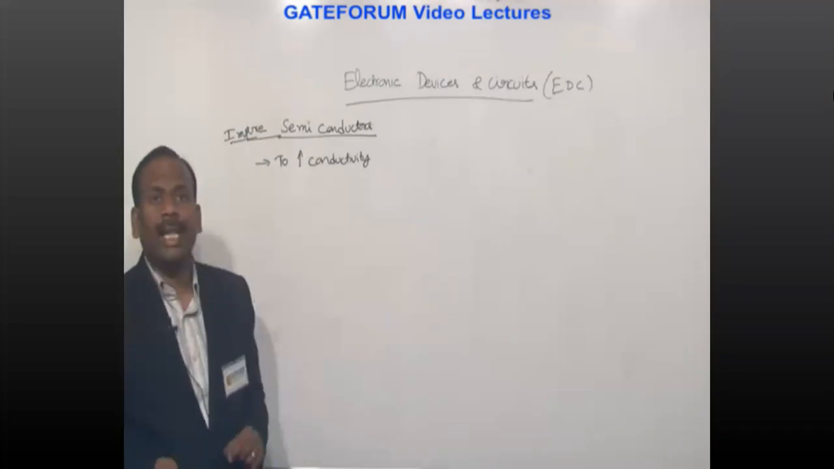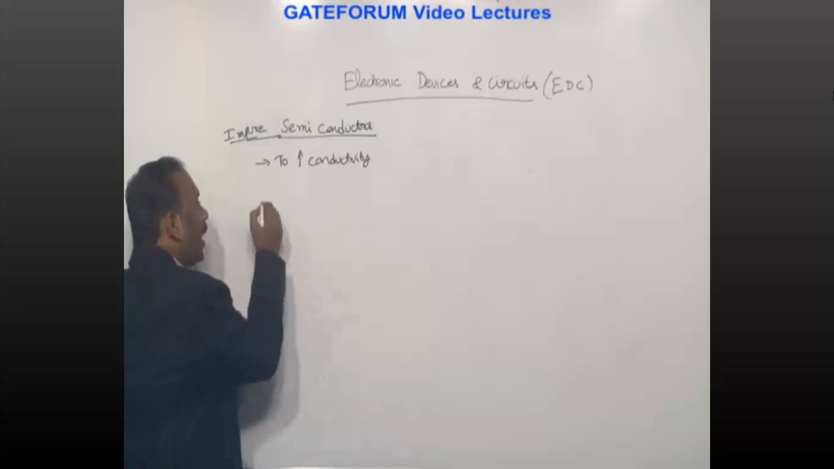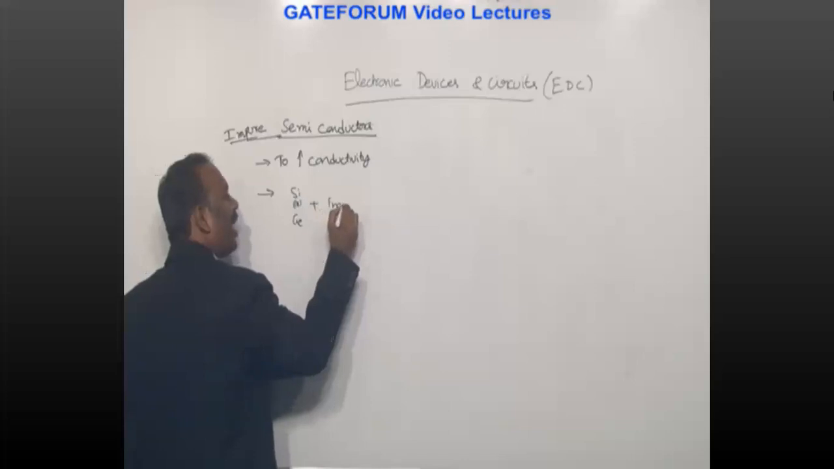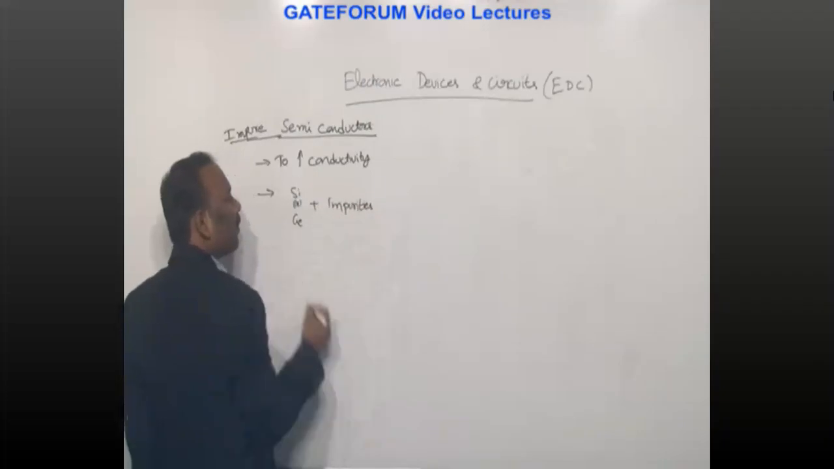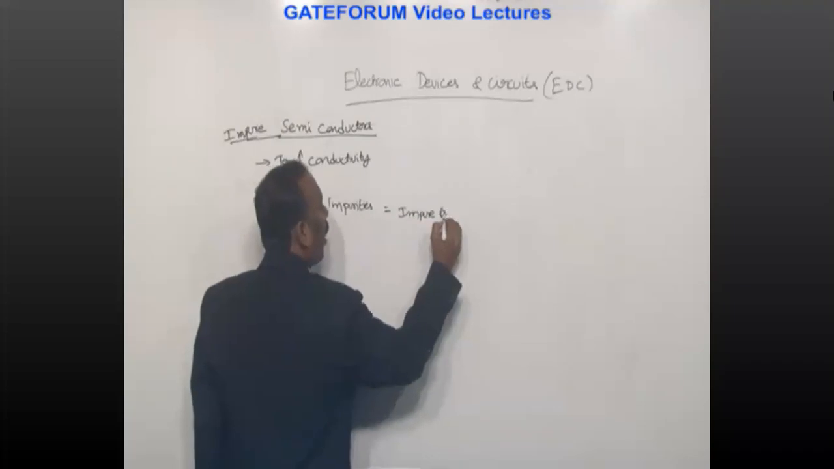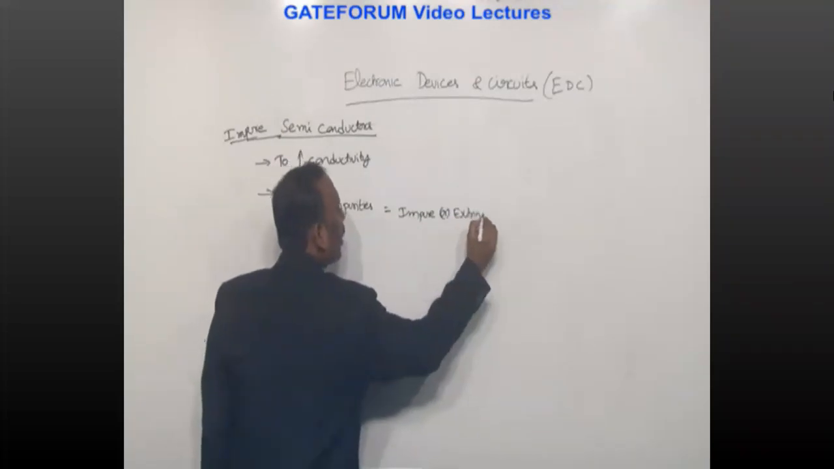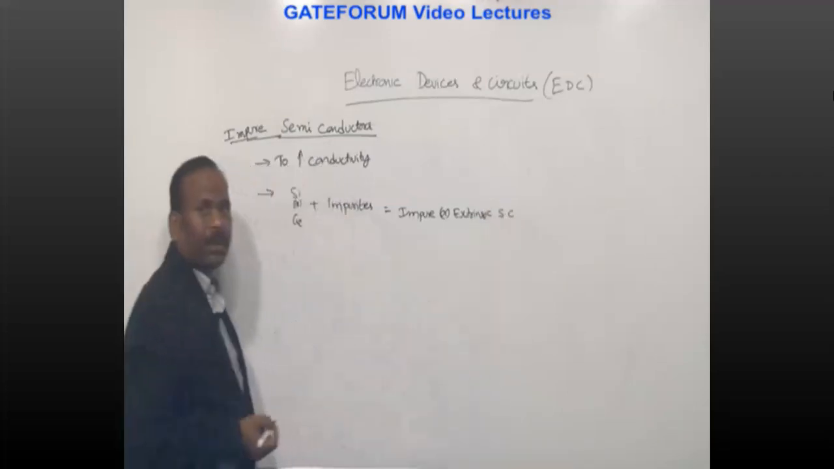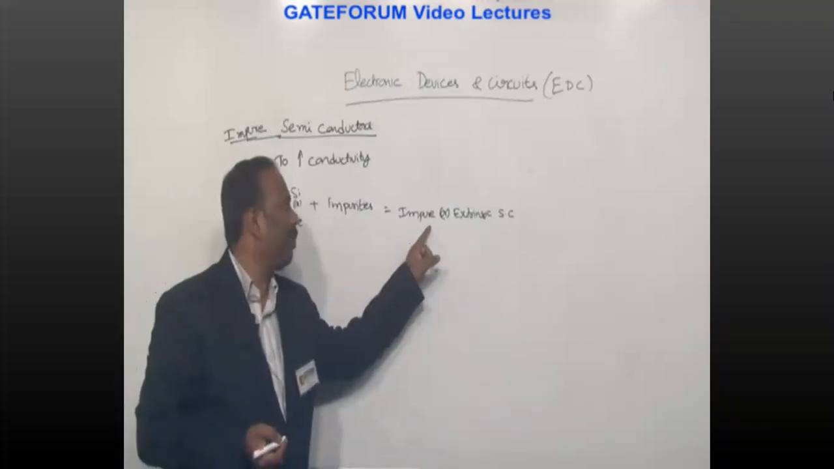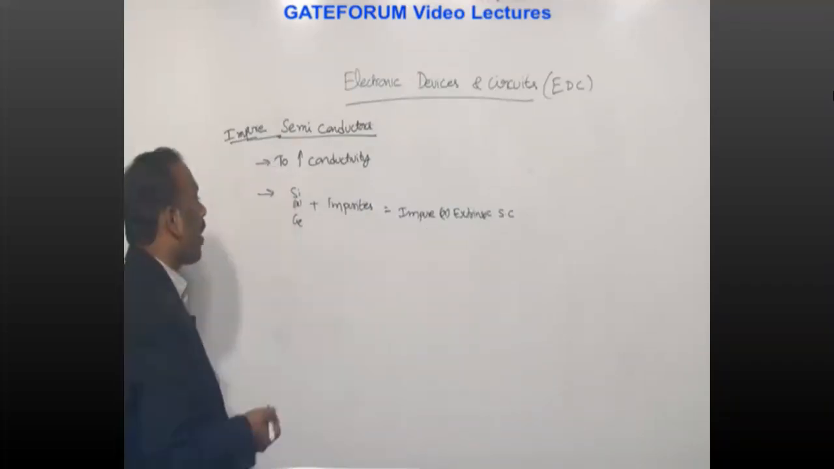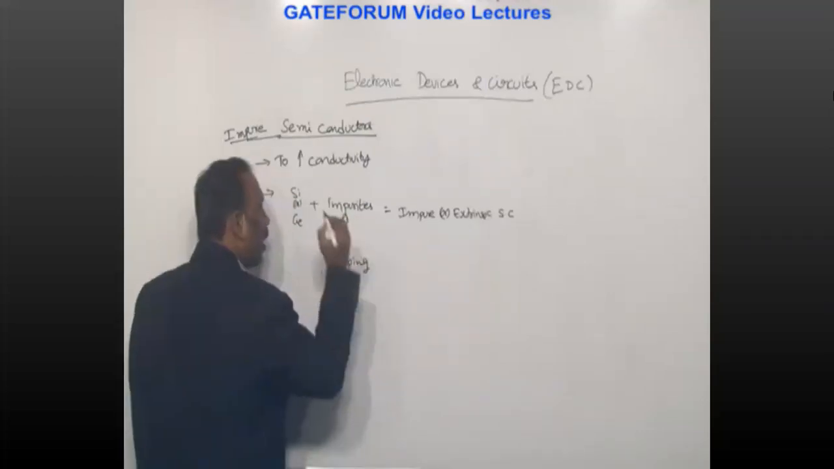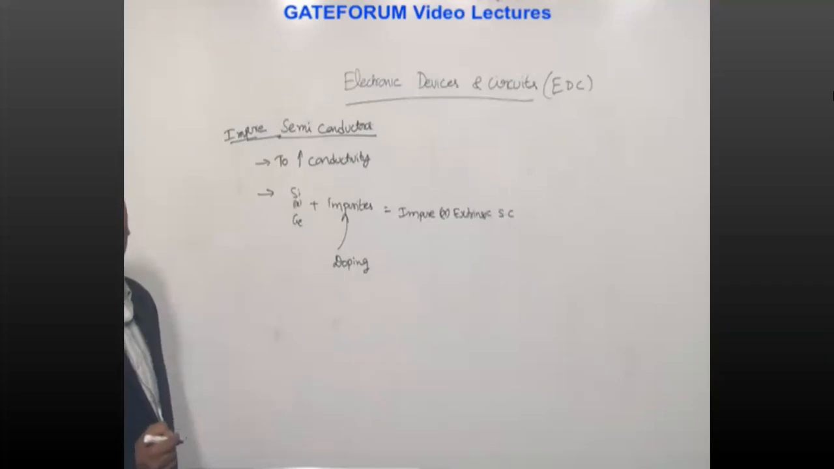Now, how do we increase the conductivity? We take silicon or germanium and add impurities. The resulting one is called an impure or extrinsic semiconductor. The process of adding impurities is called doping.